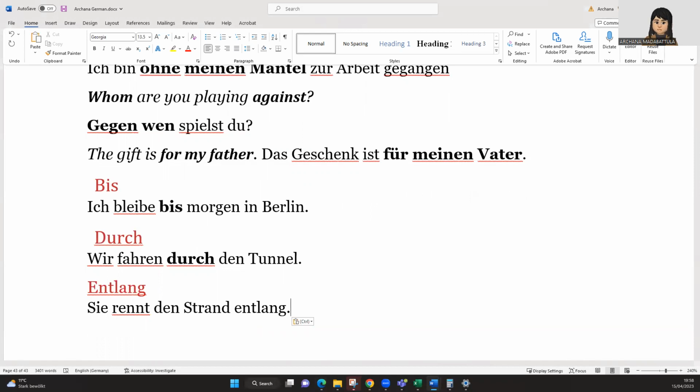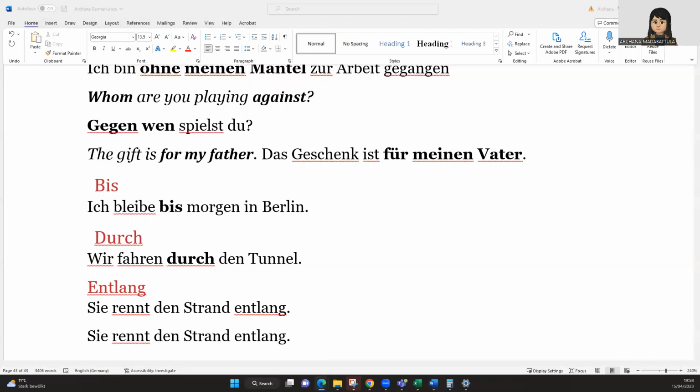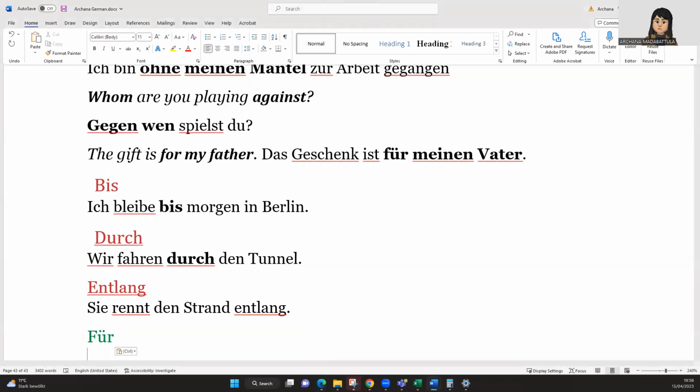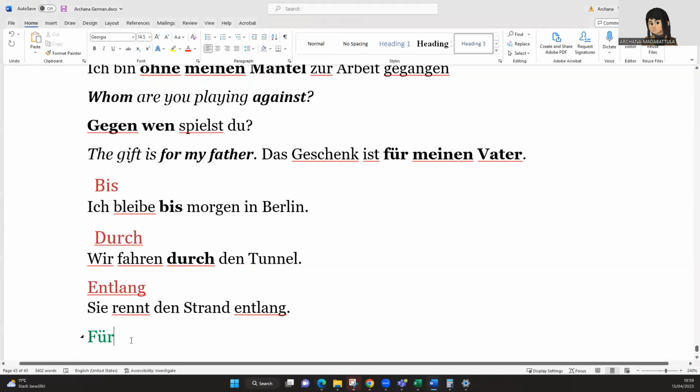Für is very common. Everybody knows about it. Für means for. Let us go with one example. Grandma brought candies for the children: Oma brachte Bonbons, some chocolate, für die Kinder.